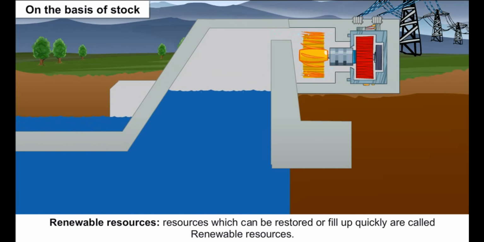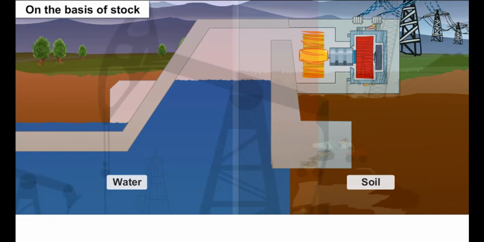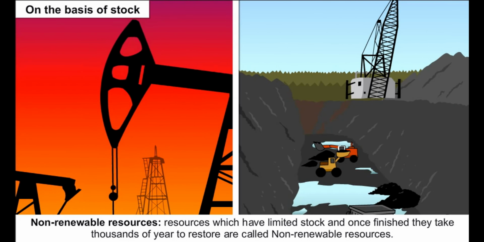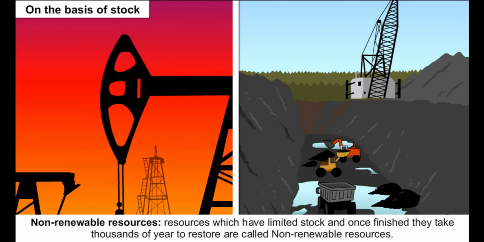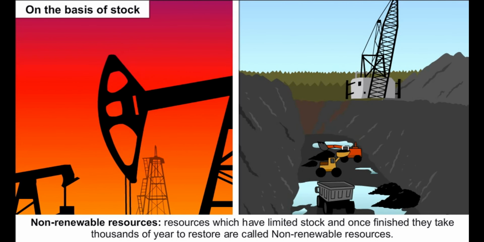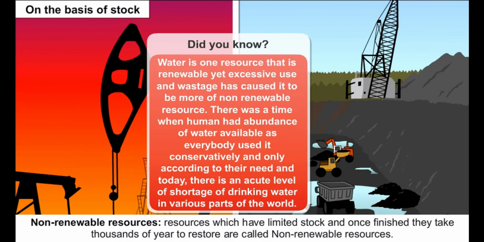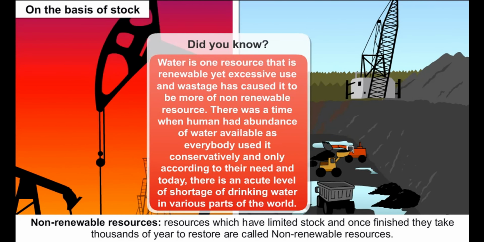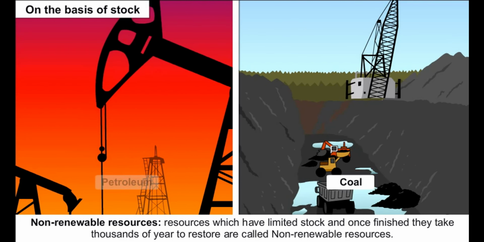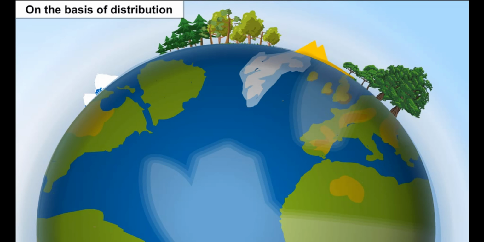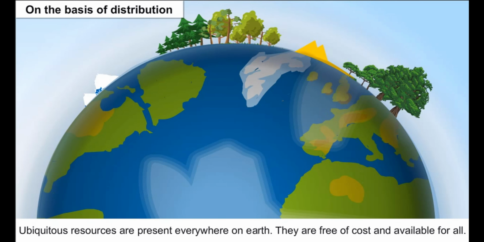On the basis of stock. Renewable resources. Resources which can be restored or filled up quickly are called renewable resources. Example, water, soil. Non-renewable resources. Resources which have limited stock and, once finished, take thousands of years to restore are called non-renewable resources. Example, coal, petroleum. On the basis of distribution. Ubiquitous resources. These resources are present everywhere on Earth.